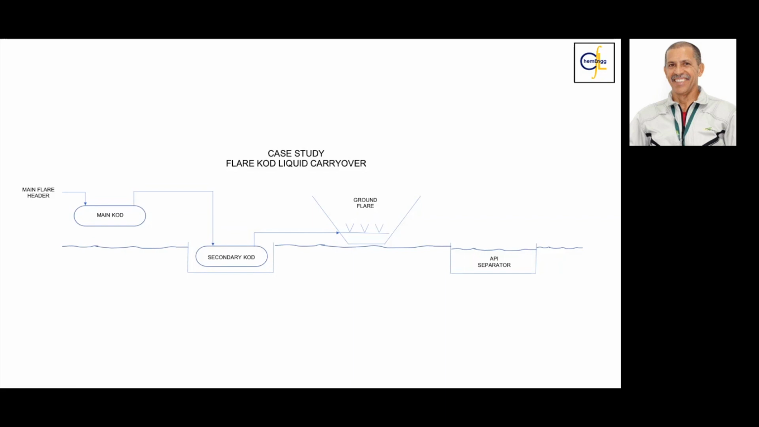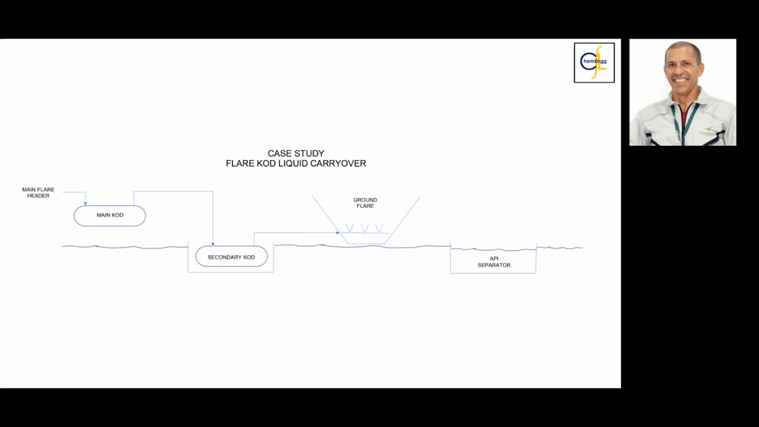This is the reason they wanted us to run a study to check the capacity of the flare system. So we picked information from every relief or pressure safety valve and pressure relief valve in the plant. We made the analysis for each of these systems.